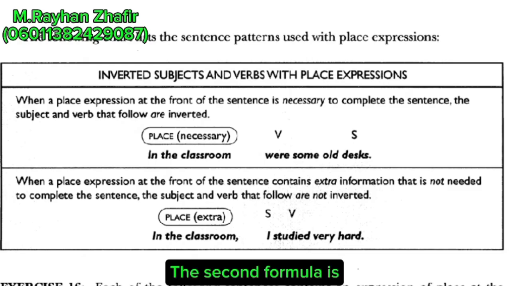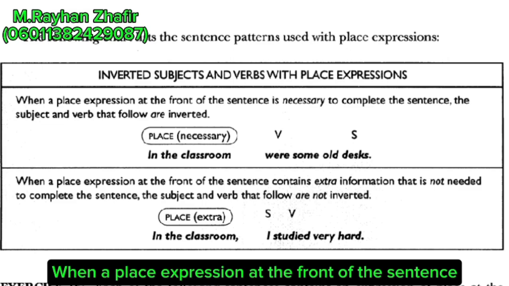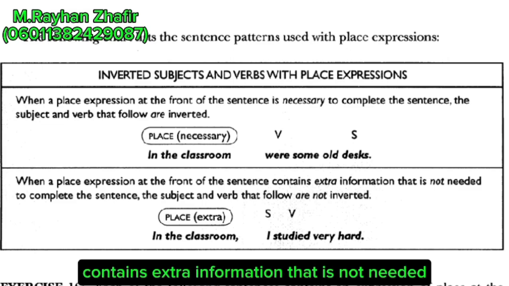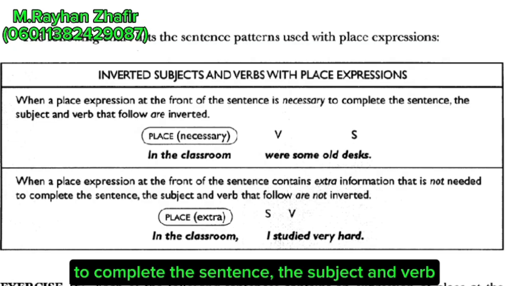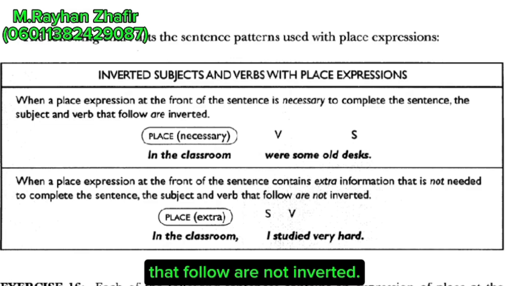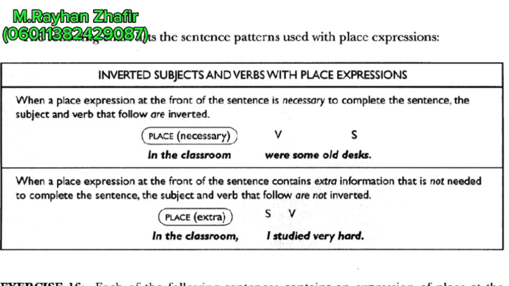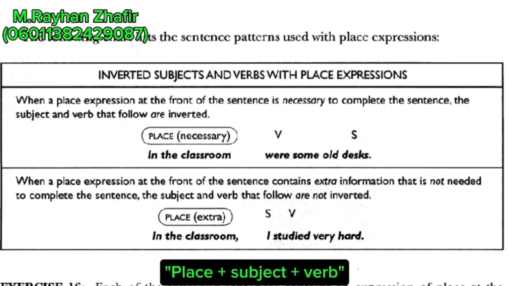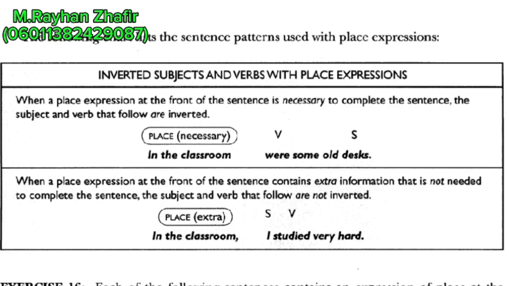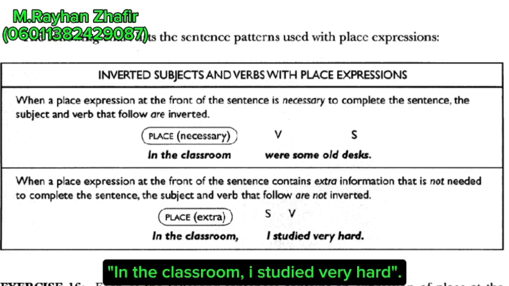The second formula: when a place expression at the front of the sentence contains extra information that is not needed to complete the sentence, the subject and verb that follow are not inverted. The formula is place plus subject plus verb. The example is, in the classroom I studied very hard.